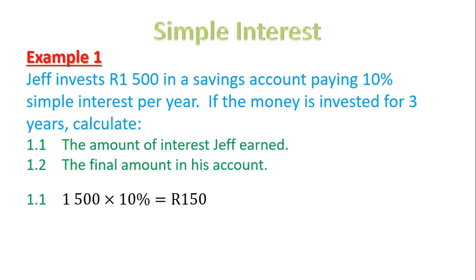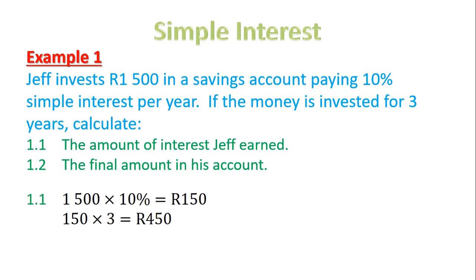Now, how many years did he invest it for? Well, he invested it for 3 years. So what we do is we take 150, we multiply by 3 because it was for 3 years. If he invested it for 10 years, it would be multiplied by 10. If he invested it for 20 years, it would be multiplied by 20. Okay, so 150 times 3 gives you 450 Rand. And that is the amount of interest that Jeff earned.